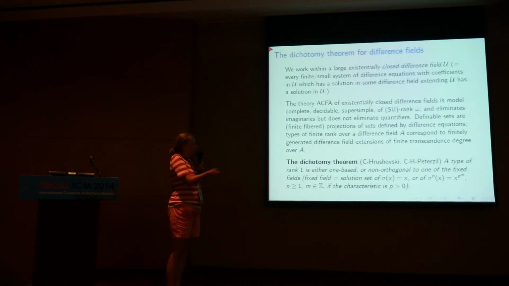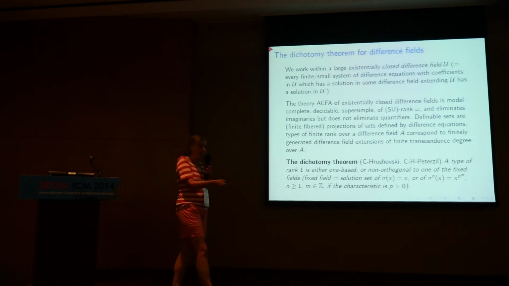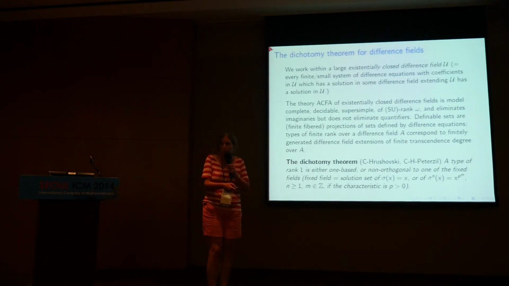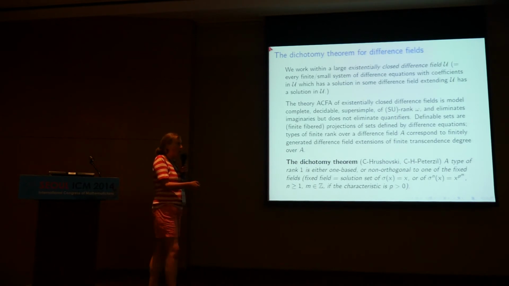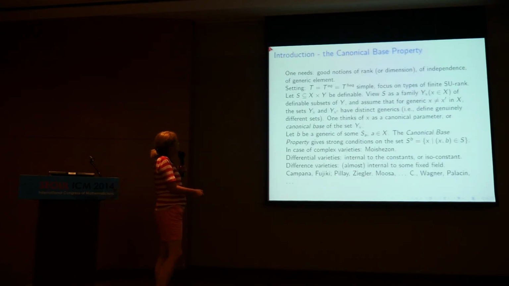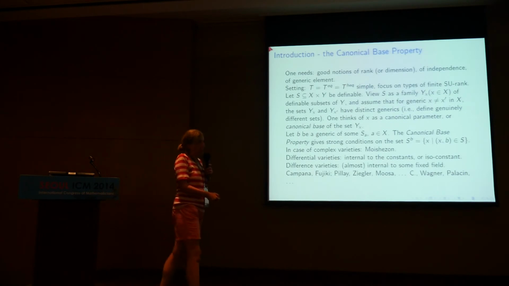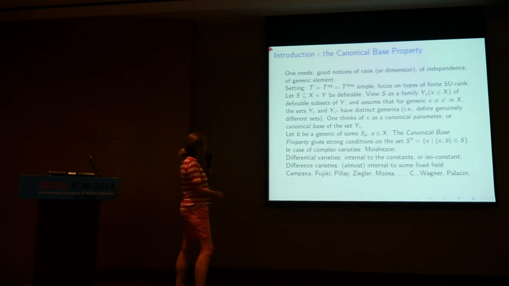So these are the type of applications which were done in the past. In our case, I mean, we don't have any group lying around. And actually the application comes from really pure model theory, and I found it very surprising. Okay. So it comes from this property which is called the canonical base property.